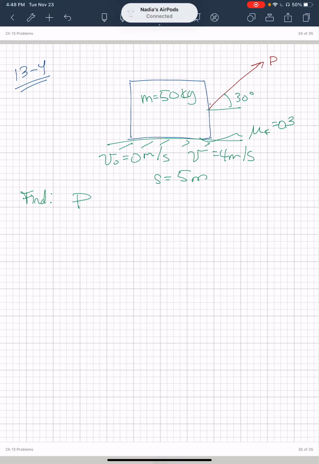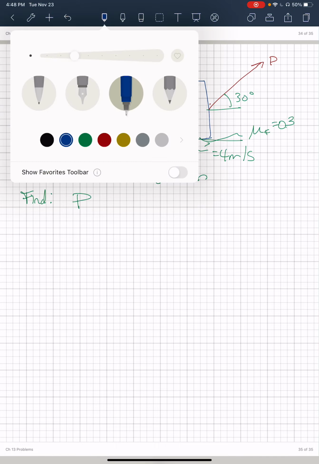This is problem 13.4 from the textbook. So if the 50 kilogram crate starts from rest and achieves a velocity of v equals 4 meters per second when it travels a distance of 5 meters to the right, determine the magnitude of force P acting on the crate. The coefficient of kinetic friction between the crate and the ground is mu sub k equals 0.3. And we want to find P. I've written out the problem here.